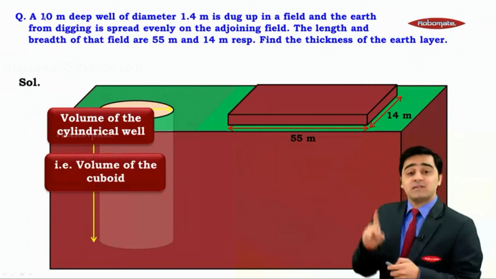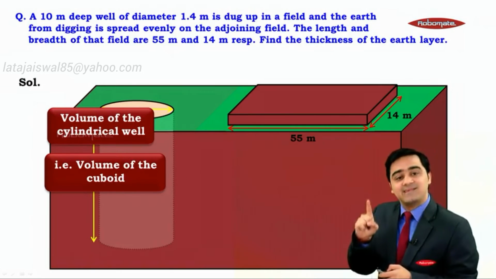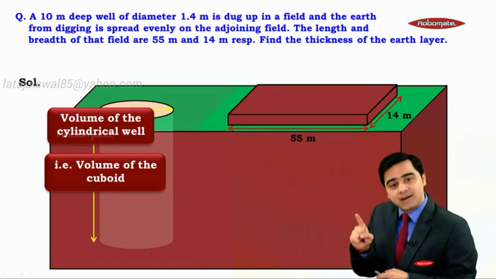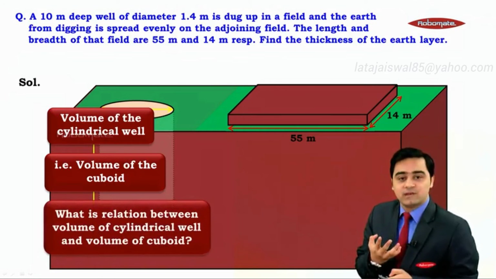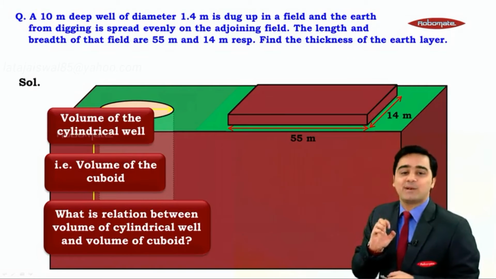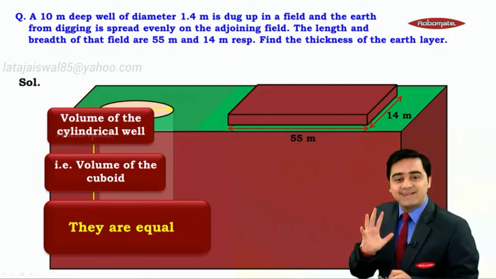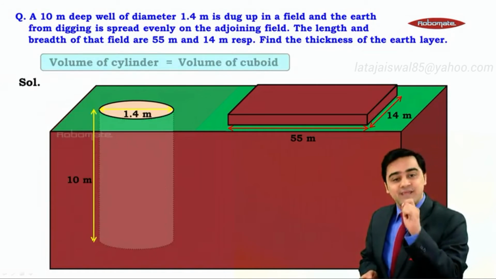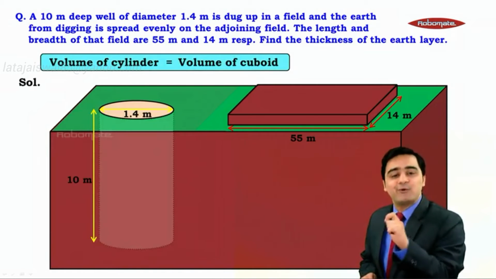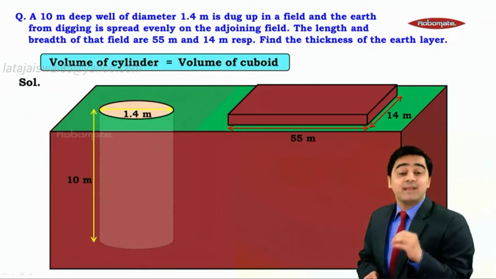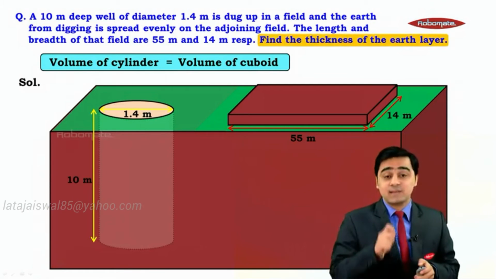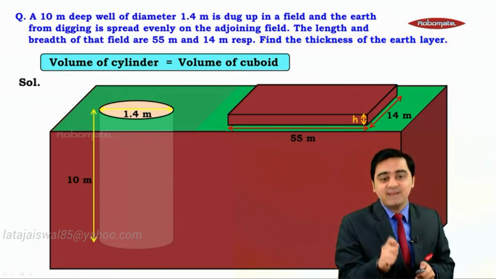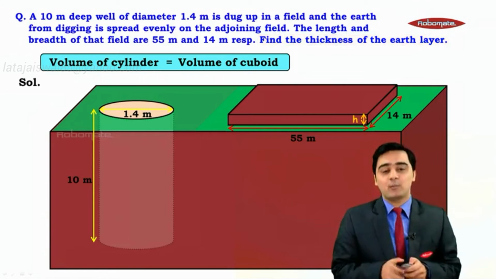Now, the next question is, if the earth from digging the cylindrical well is spread evenly on the adjoining cuboidal field, what is the relation between the volume of the cylindrical well and the volume of the cuboid? Yes, we can say that they are equal. So now we can say that we have volume of cylinder equal to volume of cuboid. It says in the question, find the thickness of the earth layer. It simply means that we have to find the height of the cuboid.